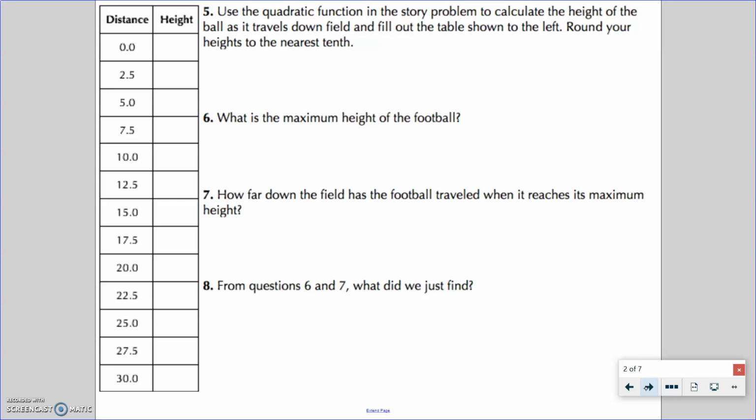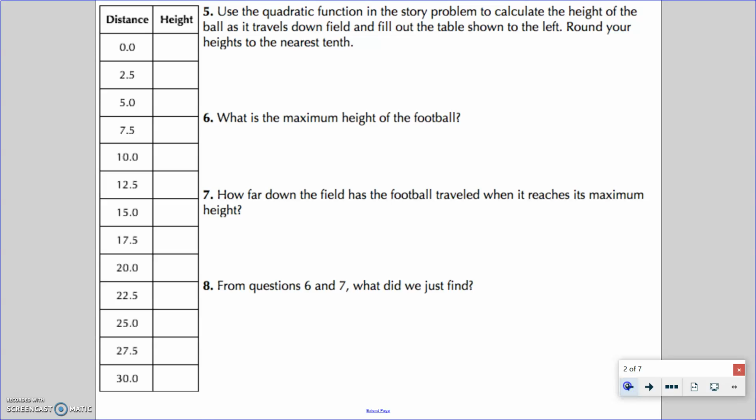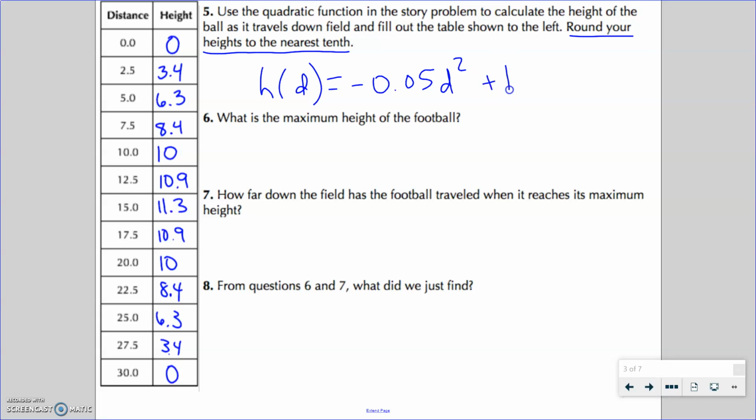All right, so I actually have the answers already calculated. I decided to round to 1 decimal place because I felt like since the distance was rounded to 1 decimal place, that seemed appropriate. But the other reason I did that is question number 5 specifically asks to round to the nearest tenth. So use the quadratic function in the story problem to calculate the height of the ball as it travels downfield and fill out the table shown to the left. So don't forget our equation is h of d is equal to negative 0.05 d squared plus 1.5d.